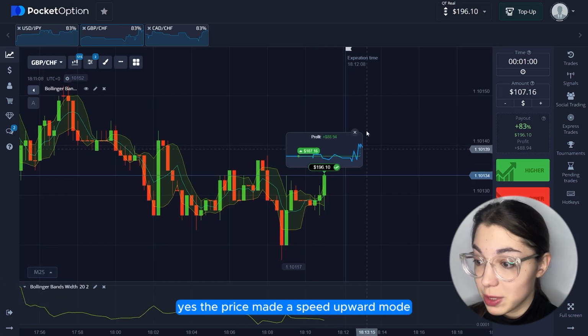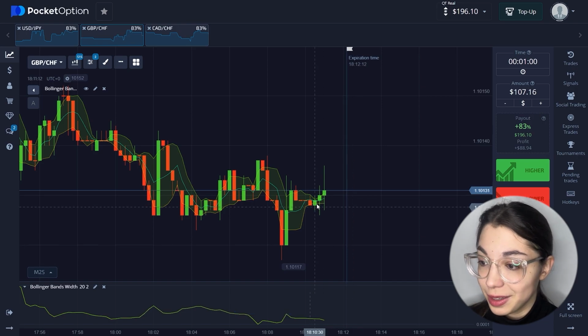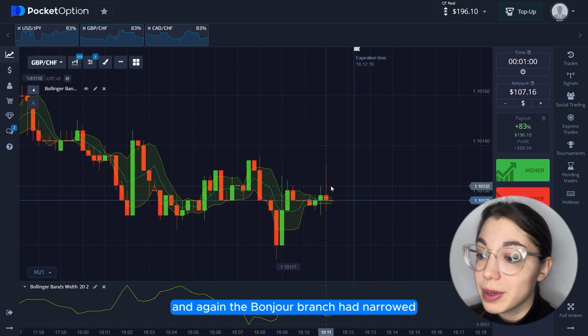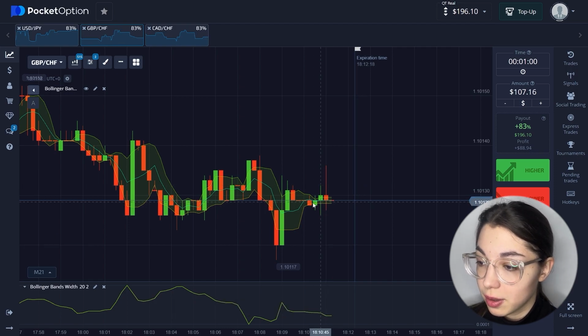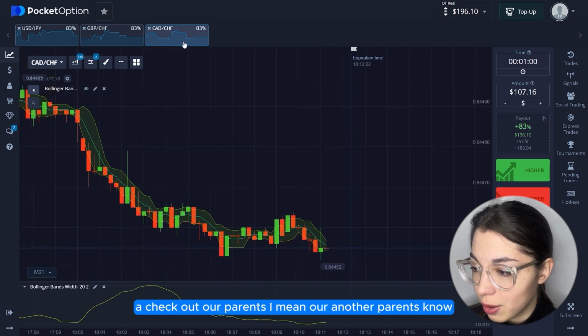Yes, the price made a swift upward movement and we gained $200. The Bollinger Bands narrowed and there was a sharp upward breakout. And again, the Bollinger Bands had narrowed. Let's check out another pair now.